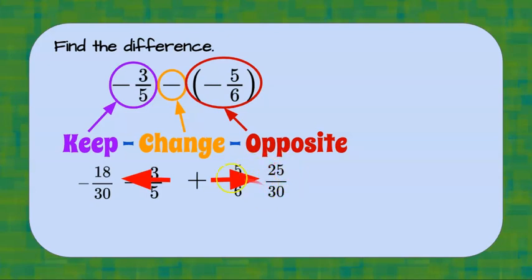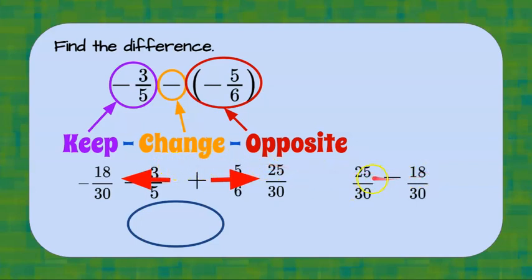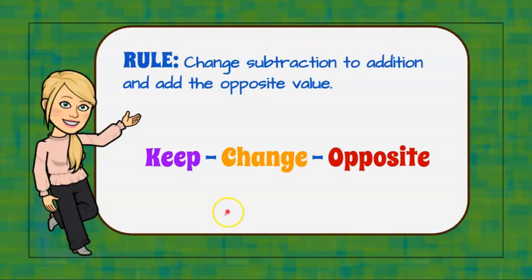25/30ths, the absolute value of that, is larger than the absolute value of -18/30ths. So I know that my answer is going to be positive. So I take my larger absolute value, subtract my smaller absolute value, and we have a common denominator, so we're going to keep our denominator. 25 subtract 18 is 7. So my answer is 7/30ths. And there you have it. There's your rule for subtracting. Change subtraction to addition and add the opposite value.